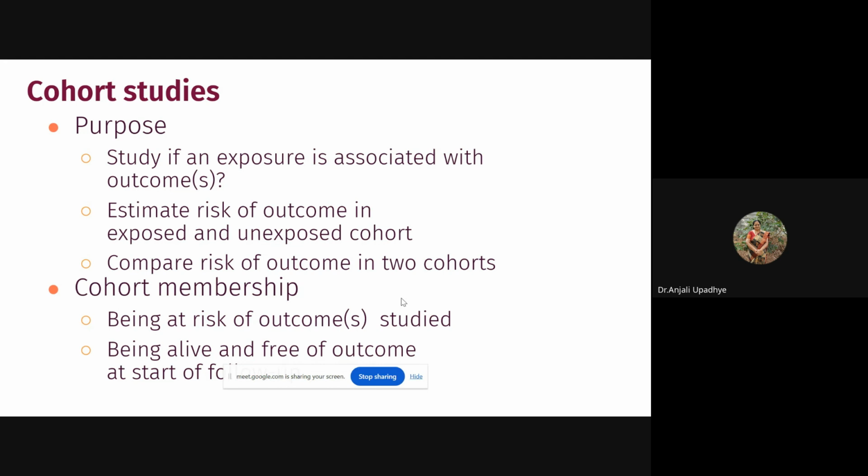To compare the risk of the outcome in the two cohorts, cohort membership is there. Why we are using this cohort membership is that the selection is random, but the benefit is that any sample can enter into the cohort, and any of the samples can leave the cohort. Meaning I am studying 10 people and 2 of them have left. Can new samples be added to the cohort? Yes, we can. But what will happen in true experimental studies? It will not happen.